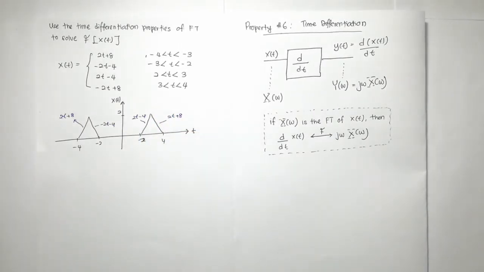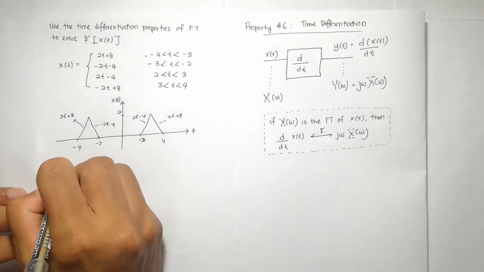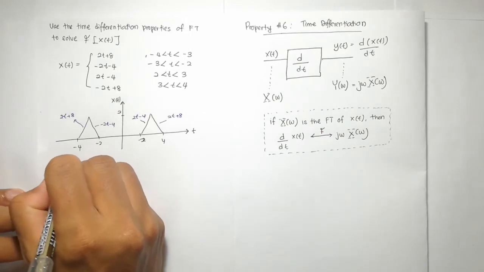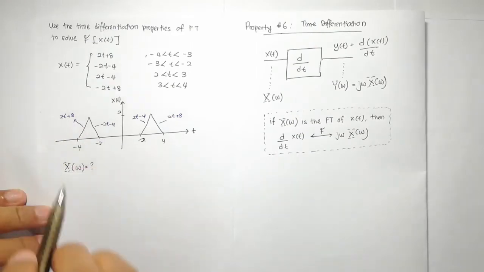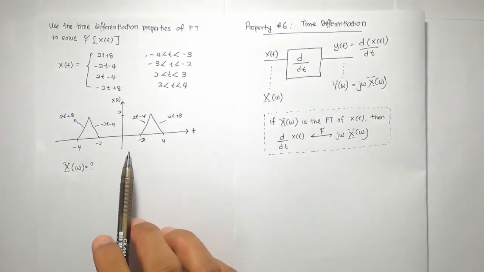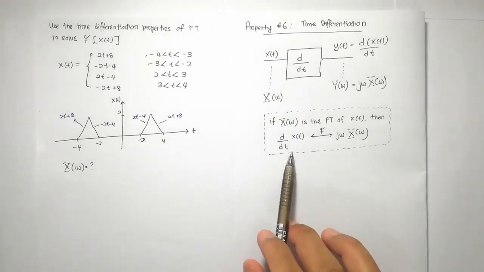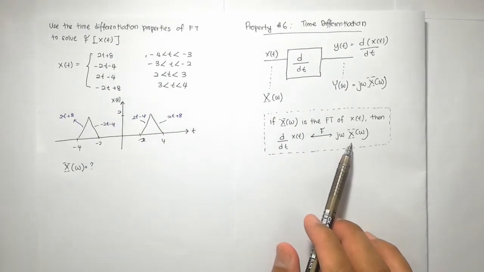Alright, so in this question we are required to find the Fourier transform of x(t), which is X(omega). But we need to use the time differentiation property of the Fourier transform, which is given by this one: the Fourier transform of dx(t)/dt is equal to j omega X(omega).